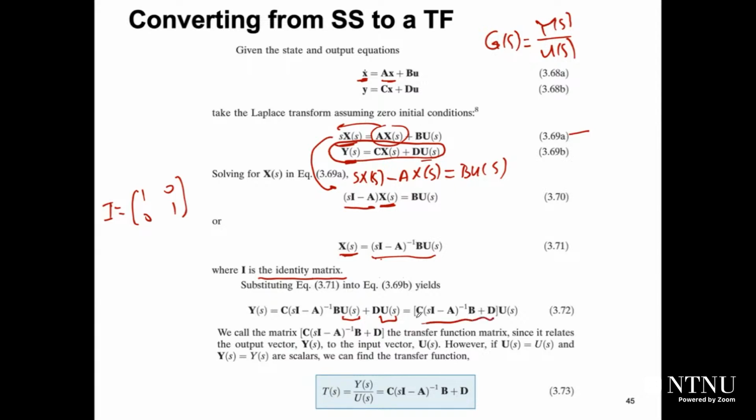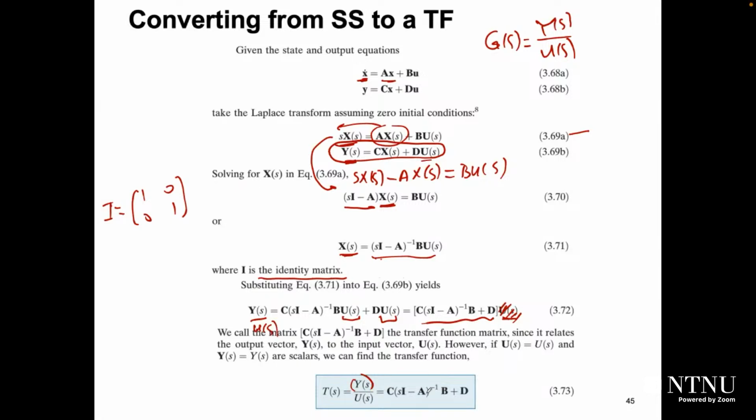So this part. Now we need to get the transfer function. Transfer function will be Y of S divided by U of S. So we will divide both sides by U of S. So we will get Y of S divided by U of S. When we divide both sides by U of S, this one will disappear from the side, and what will be remaining is C multiplied by (SI minus A) inverse B plus D. So this one will be my transfer function.